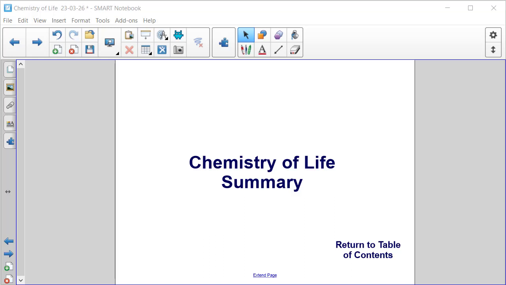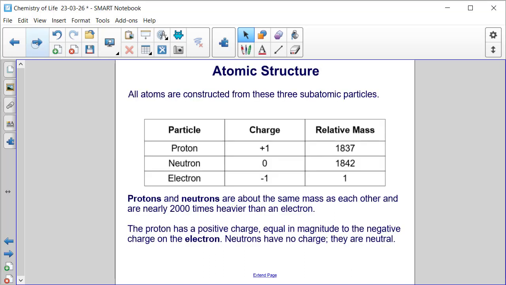Chemistry of life summary. Atomic structure. All atoms are constructed from these three subatomic particles.